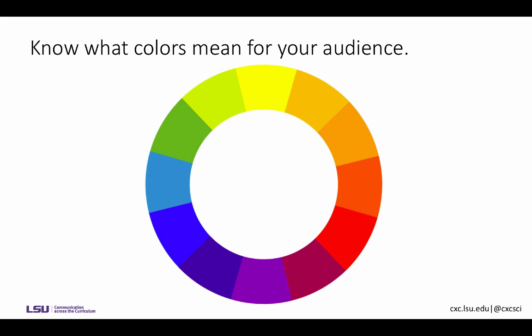Reds, yellows, and oranges are warmer colors, and they may mean hot, fire, or even energetic. Blues, greens, and purples are your cool tones or your cool colors, and in nature, that could be water, grass, or give a feeling of calm.